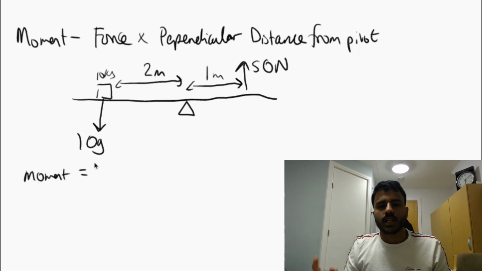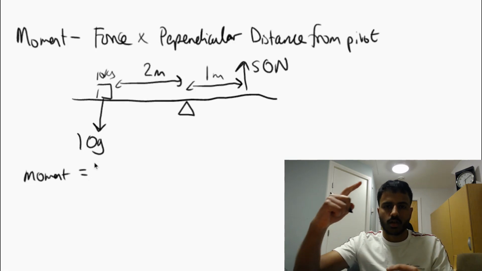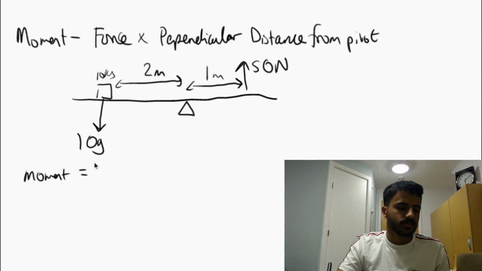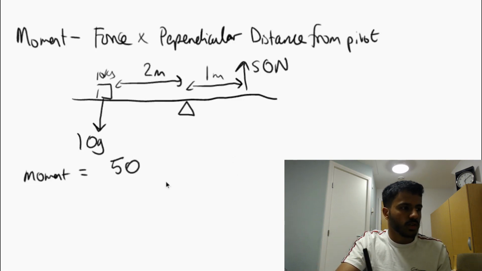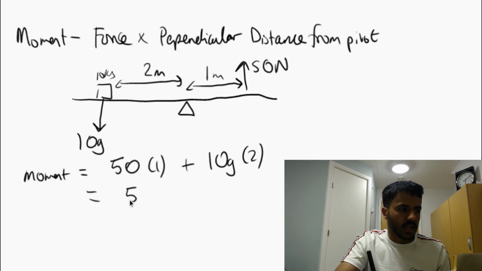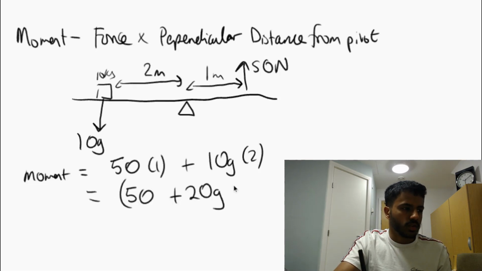as they're both acting in the same direction, because they're both looking to rotate the plank anti-clockwise, the moment is equal to this 50 newton force times 1 meter plus the 10g newtons force times 2 meters. So our total moment in this case is equal to 50 plus 20g Newton meters. That is the unit for moments.